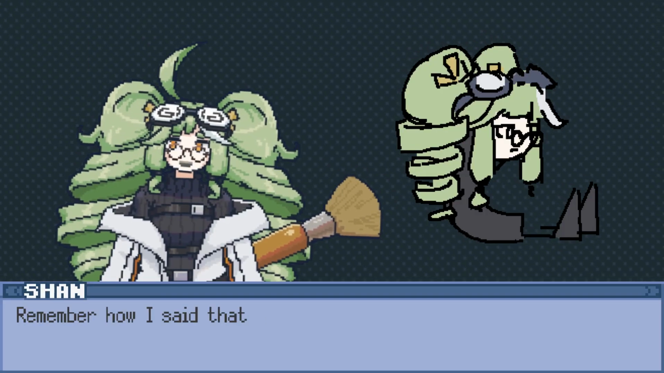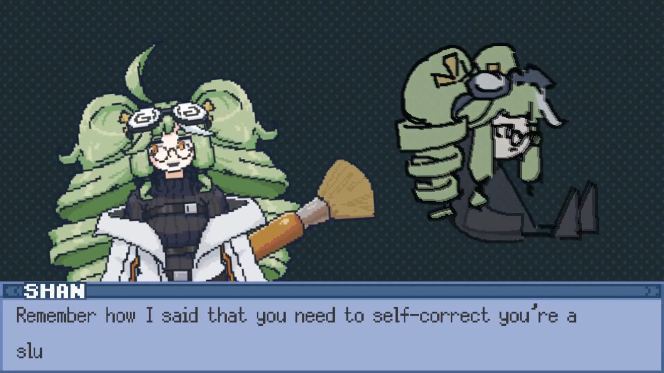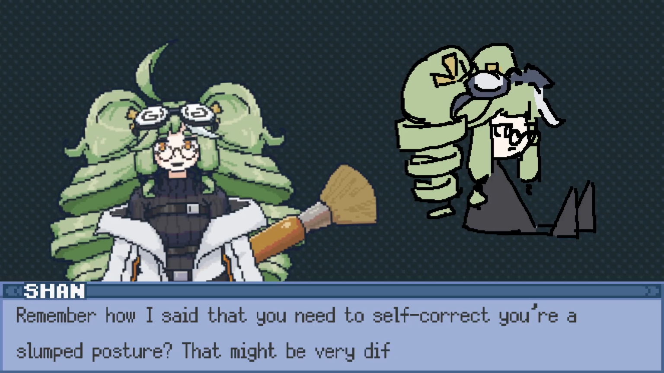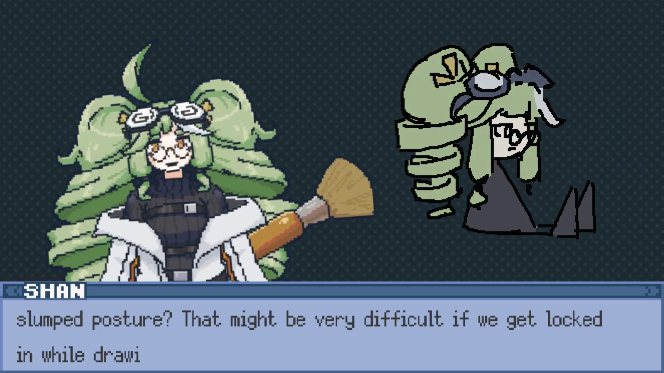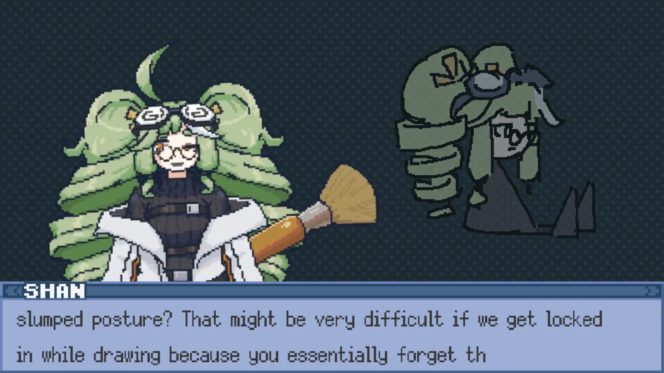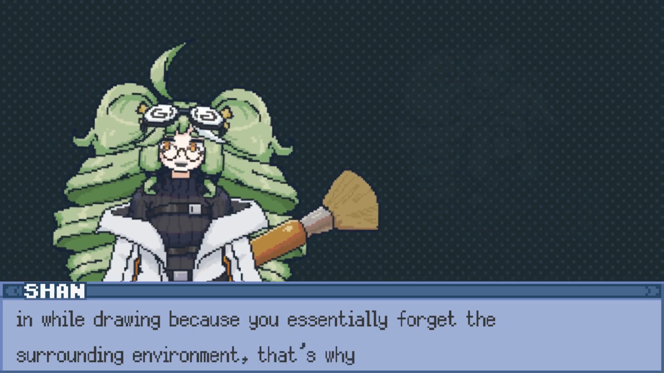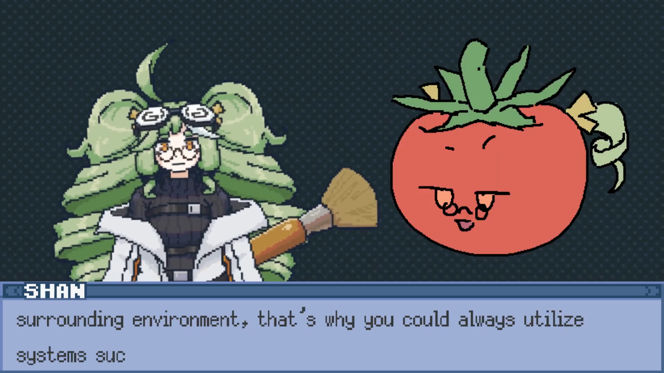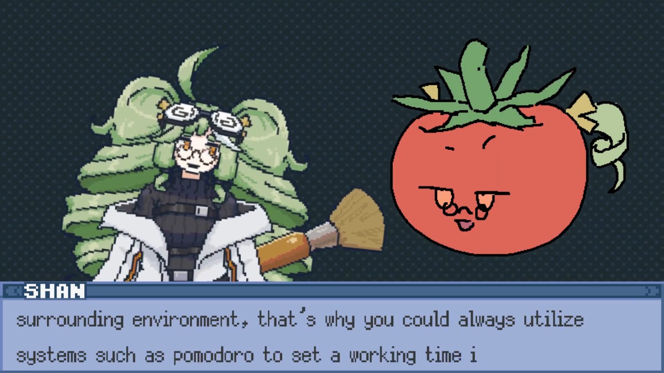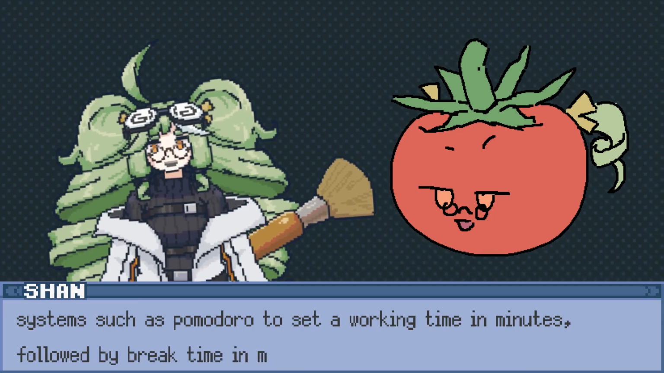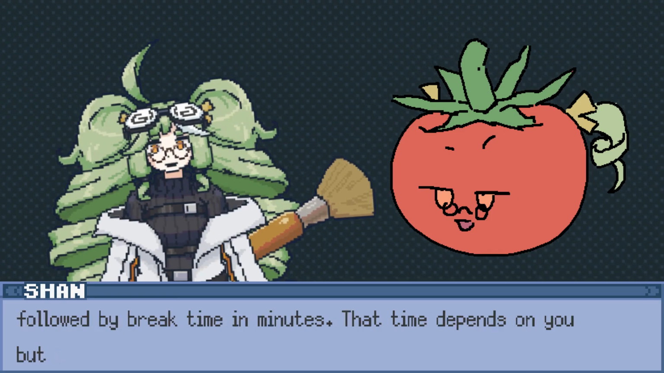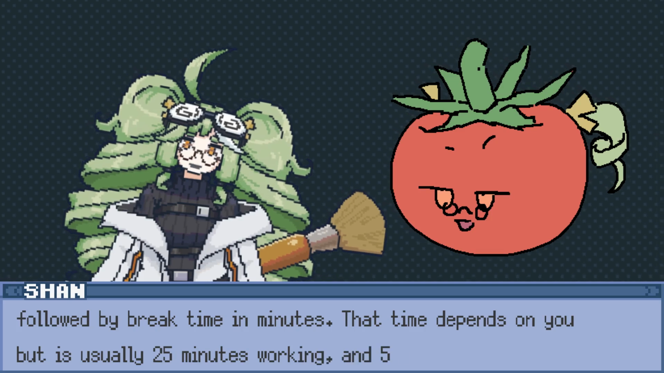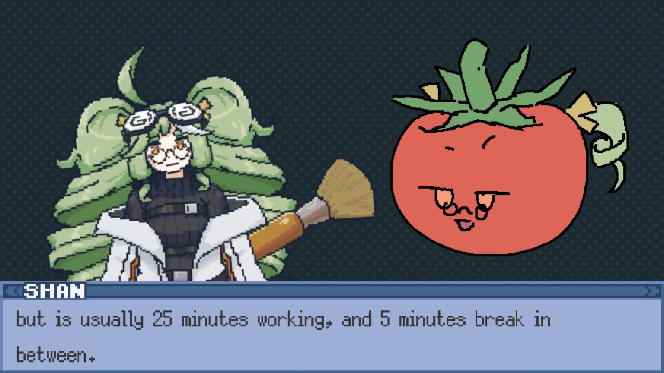Remember how I said that you need to self-correct your slumped posture? That might be very difficult if we get locked in while drawing because you essentially forget the surrounding environment. That's why you could always utilize systems such as Pomodoro to set a working time in minutes, followed by break time in minutes. That time depends on you but is usually 25 minutes working, and 5 minutes break in between.